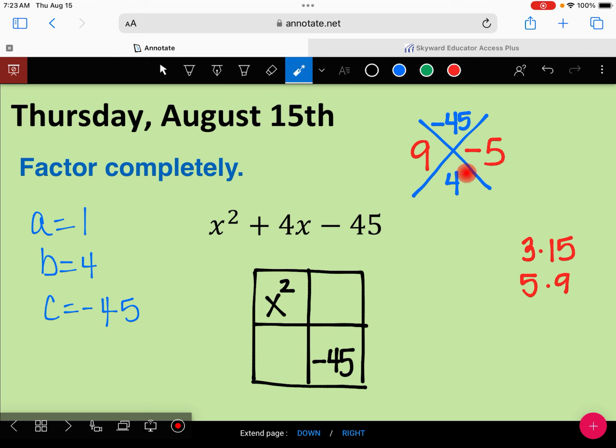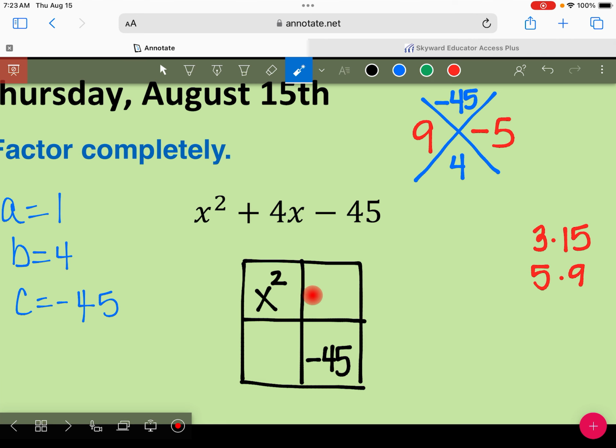So one thing I have thought about is whatever sign this is, you see how this is positive? The biggest number is going to match that sign. So 9 is bigger than 5, so that means the 9 has to be positive. So let's go ahead and put those two in the other squares. So we got a 9x, and we have a negative 5x.